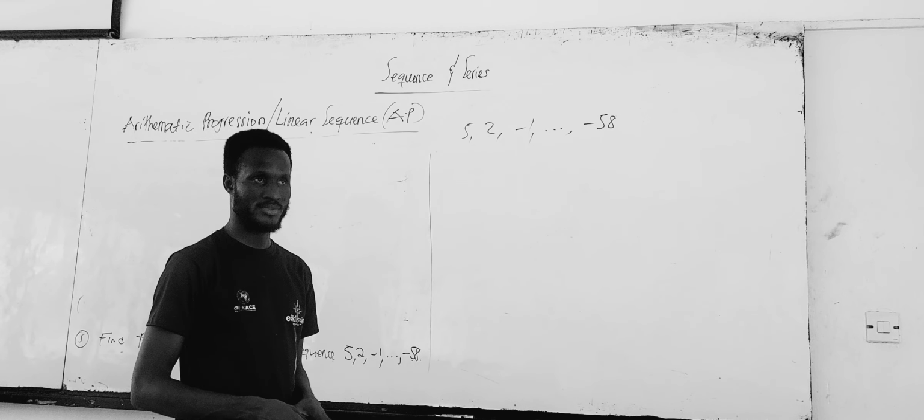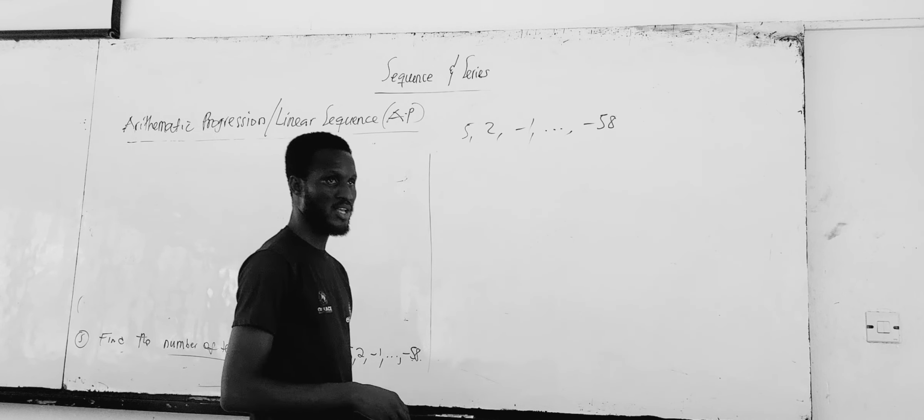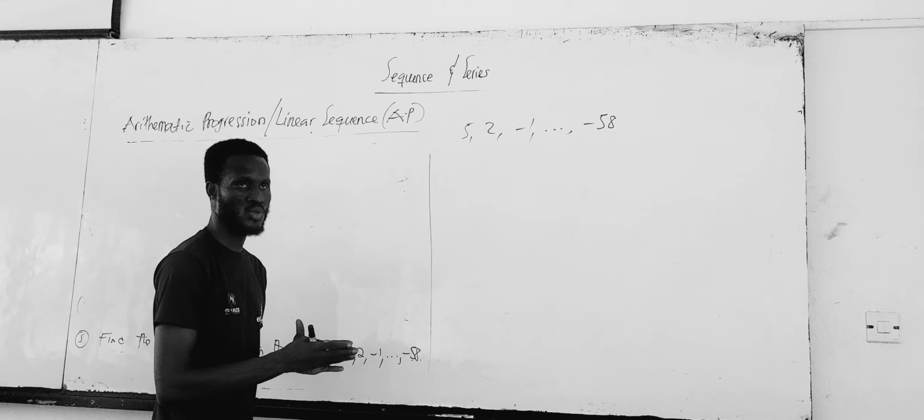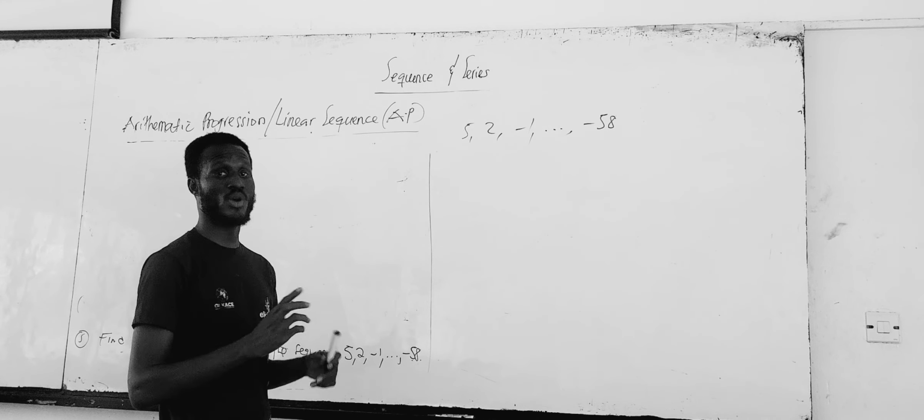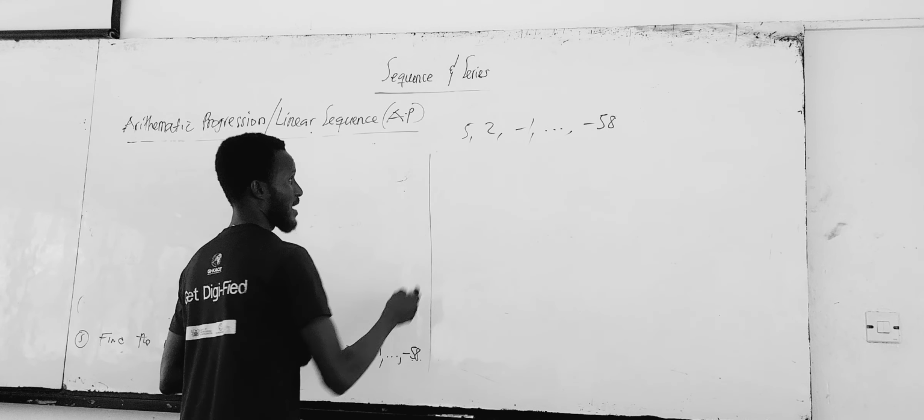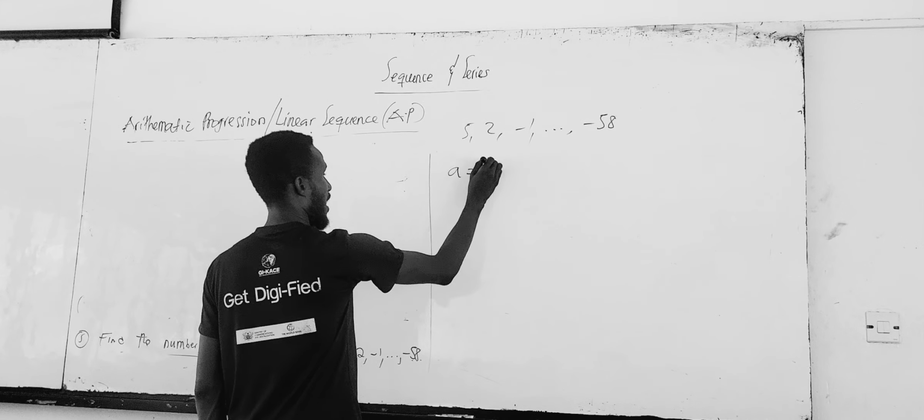You get it? Yes. So let's see how we can solve. With this one, since the last number is known, I can't use any formula for it unless I use the general formula. And what's the general formula? Now I have the A to be 5.